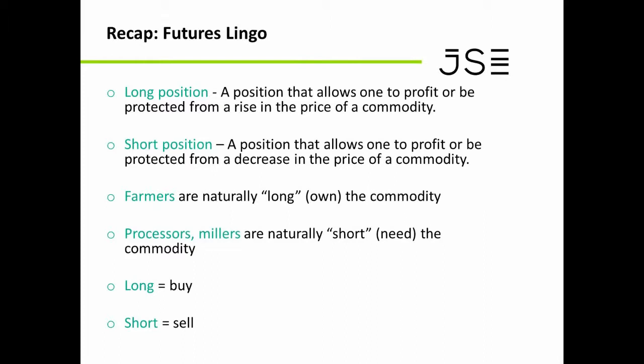Now, farmers owning stock or owning the mealie in the field are said to be naturally long in the cash market, and the processors or millers who are the users of the raw commodity are naturally short, or they are always in need of a commodity. So those are the typical lingo that is used in the industry. So in essence, to be long is to buy, and a short would be a sale transaction. Just keep that in mind as we go through the hedgers and speculators.